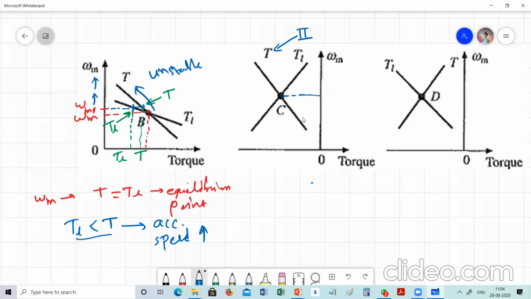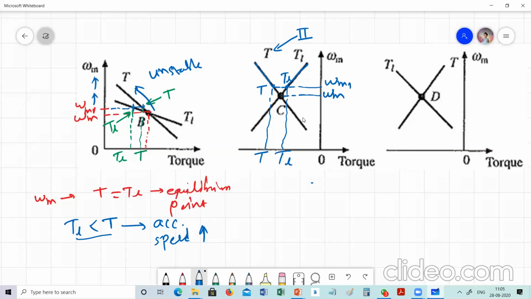Suppose the machine is running with equilibrium speed omega m, and because of some disturbance, we have to assume that the speed is increased to omega m1. At the new speed, this is the value of motor torque T, because this is the curve of motor torque. And this is the value of load torque TL, because this is the curve of load torque. If we project these 2 points on the torque axis, then we will get the values of motor torque and load torque.